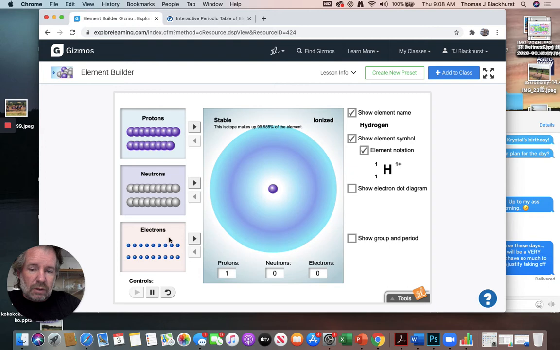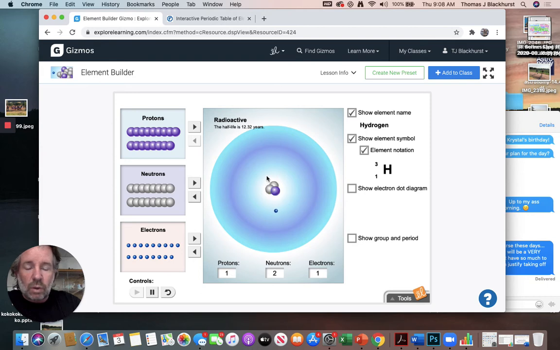And electrons are the only ones that we can change. If we change the number of protons, that becomes a different element. So I can add neutrons, and notice how this still stays hydrogen. Okay, right now it's still ionized. I can add that electron. Now it's not ionized anymore. We can change the number of neutrons.